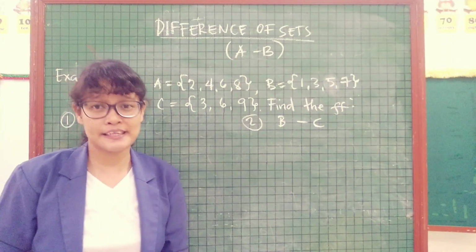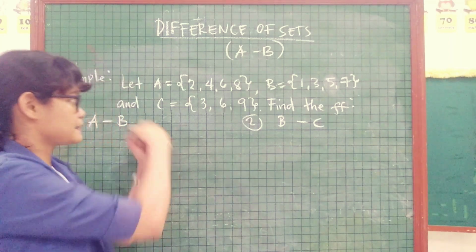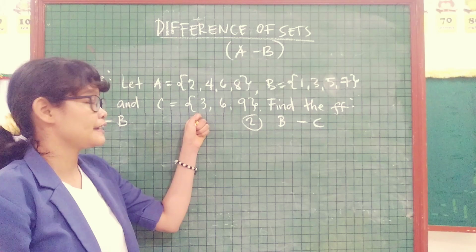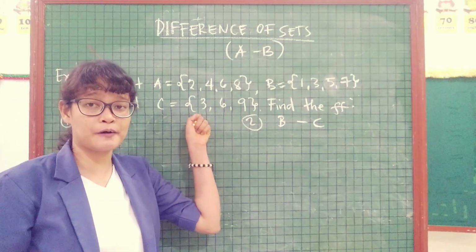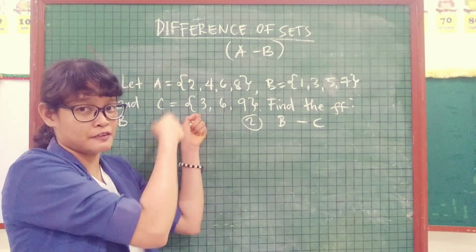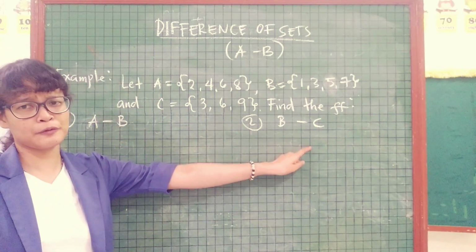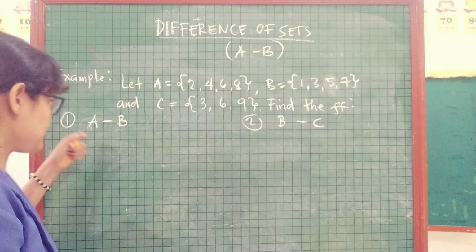Okay, so let's have example number 1. So we still have the same given sets dito. So if you have watched my two previous videos about the union of the sets and the intersection of the sets, so I still have the same given. And yeah, you have A minus B and then number 2 you have B minus C. So let's start. A minus B.